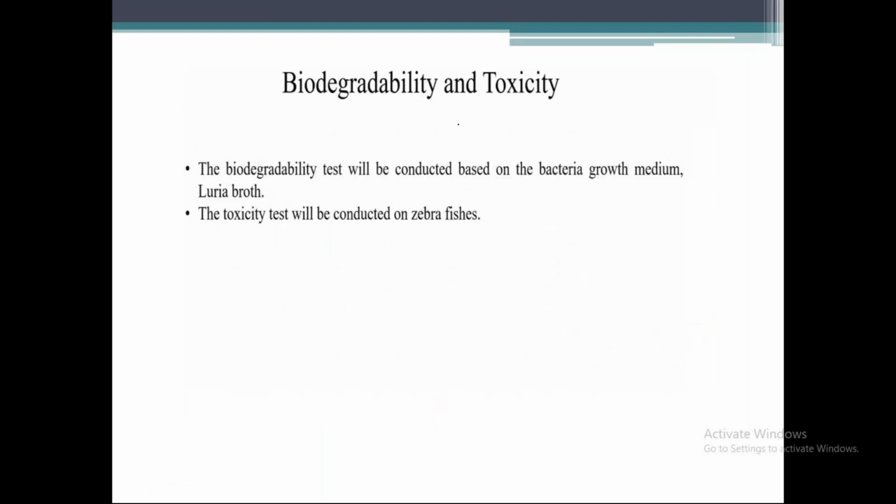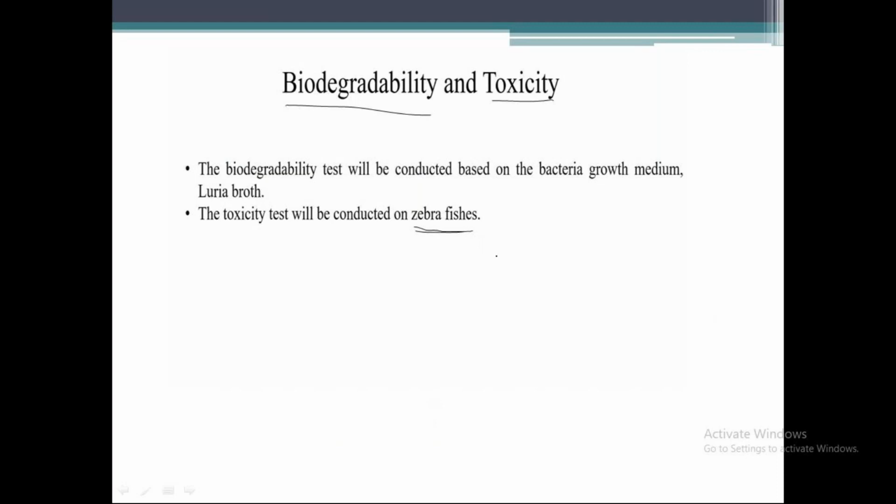Then there is biodegradability and toxicity. Again, we have different sets of standards for measuring biodegradability. One is biological oxygen demand, chemical oxygen demand, and there are gravimetric and GCMS, gas chromatography mass spectroscopy, techniques for measuring biodegradability. And toxicity is usually measured using fish embryos or fishes. Basically, they will be tested with zebra fish.